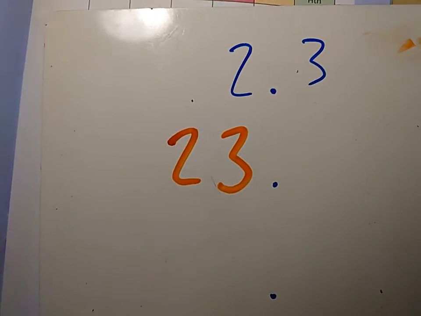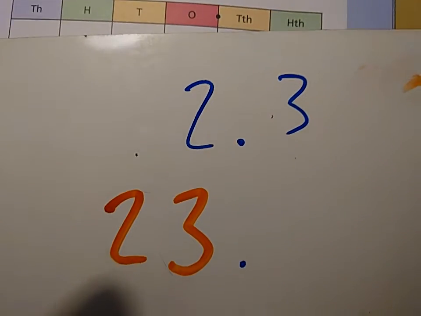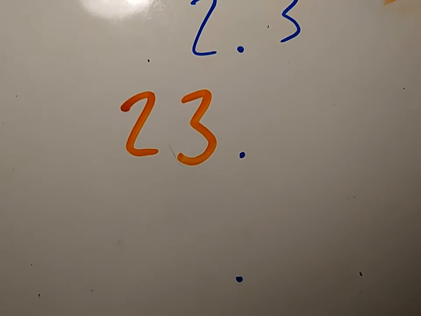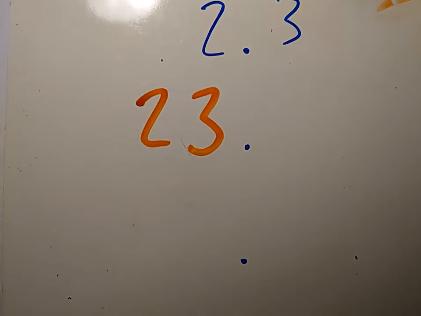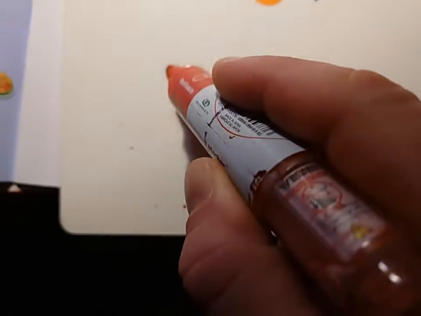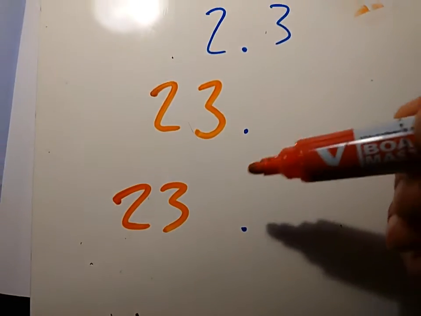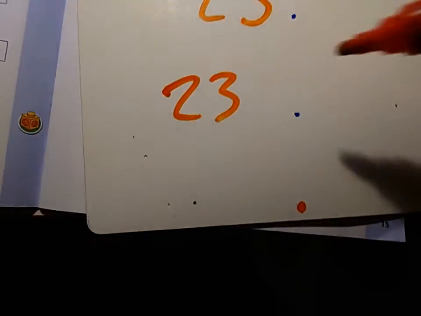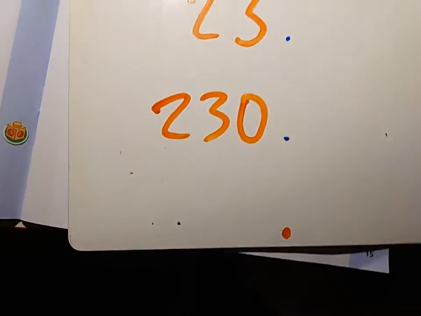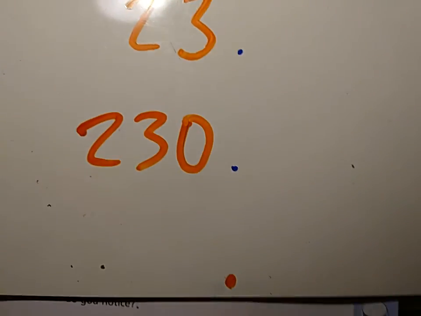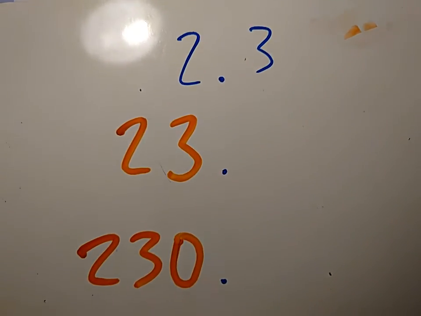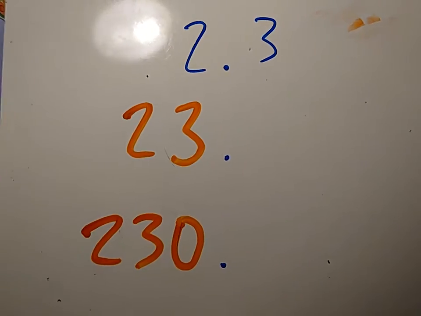So if I times by 100, 2.3 times 100, I need to move everything to the left twice. So this time I get 2, 3. And I've got a gap here. And the gap has nothing in it. There's nothing there. There's literally nothing there. So I need to put nothing, zero, zilch. So then probably now you'll be able to work out 2.3 times 1000.